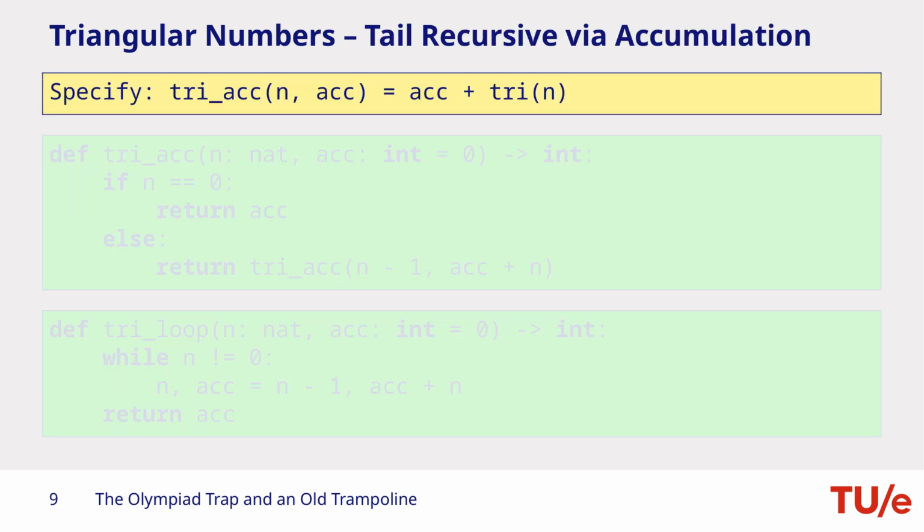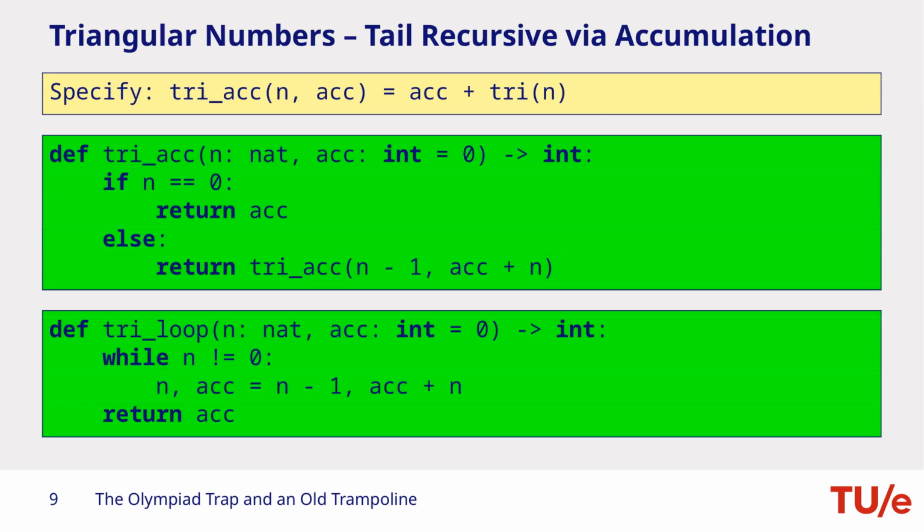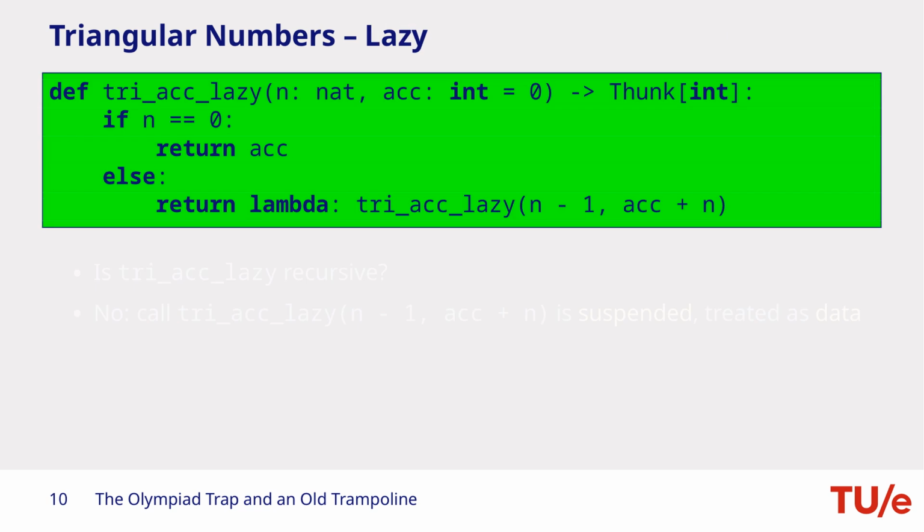The definition of tri n can be made tail recursive by introducing an integer accumulation parameter acc, such that this specification holds. It is now easy to derive this tail recursive definition for tri acc. Instead of doing the tail call and creating a new stack frame, you can update the parameters and loop back using a while statement. Now tri loop 1000 works as expected, but this manual rewriting of code is error-prone. There is a more systematic way.